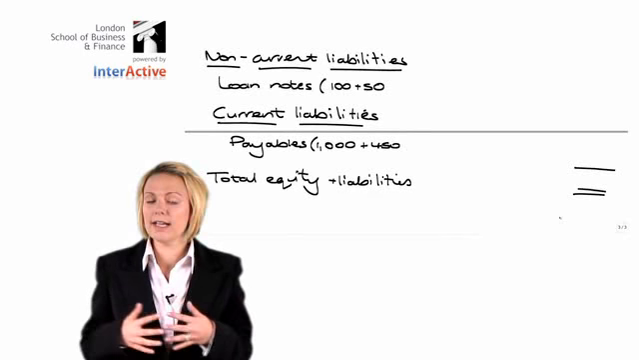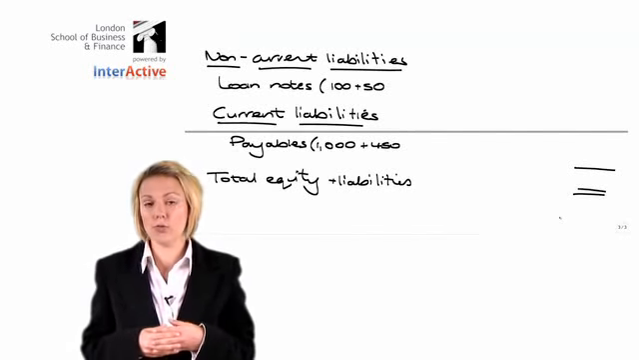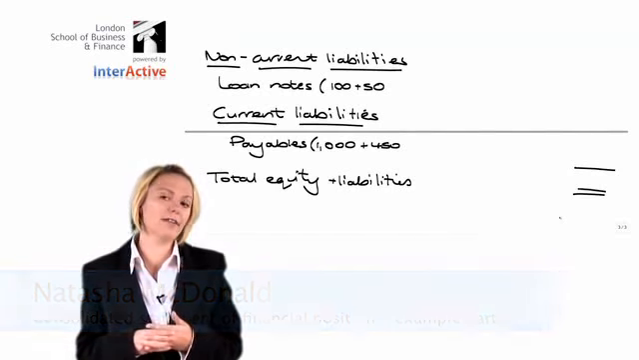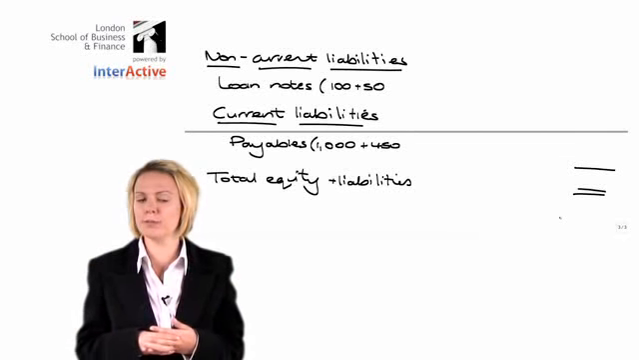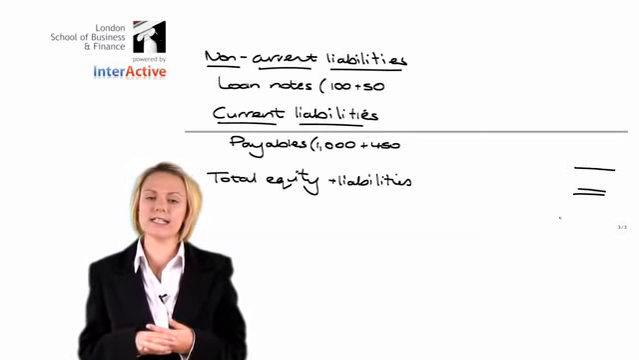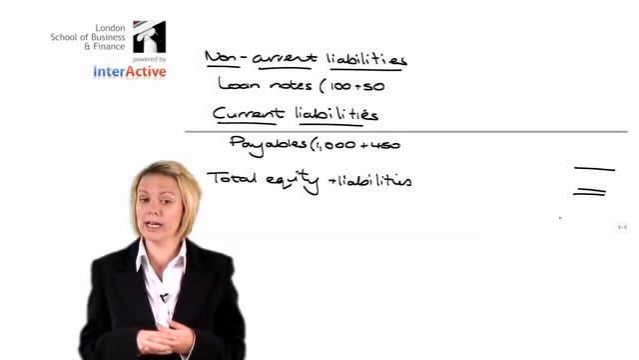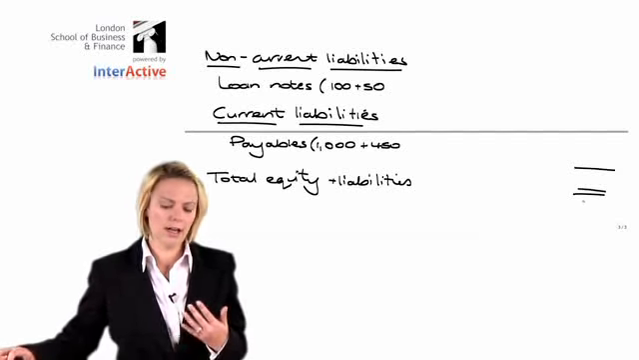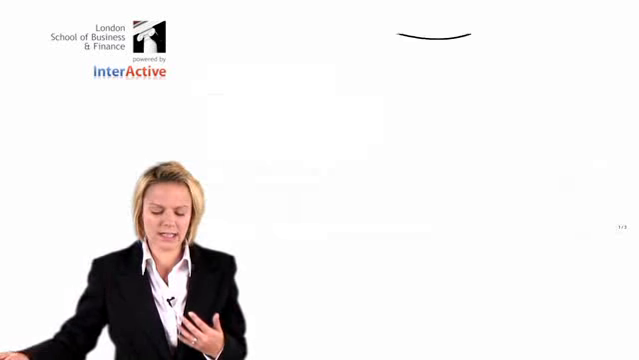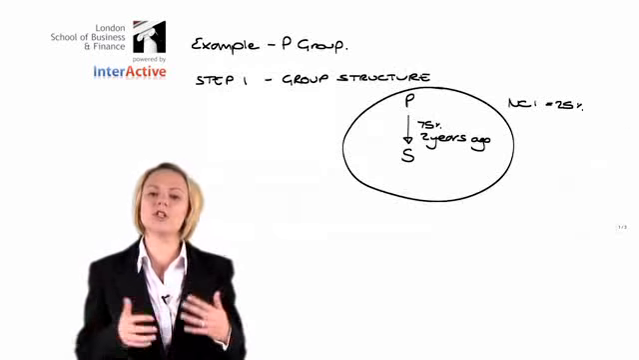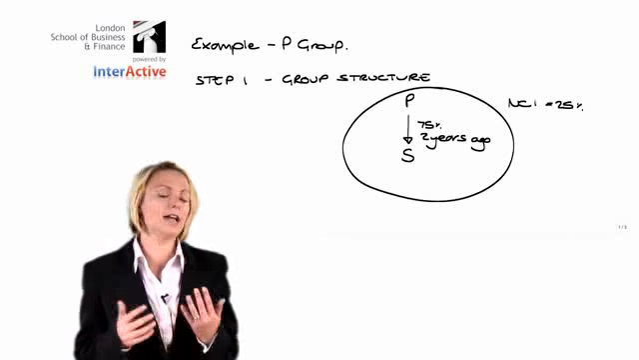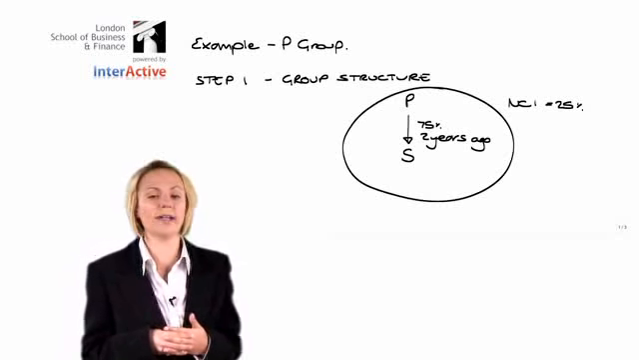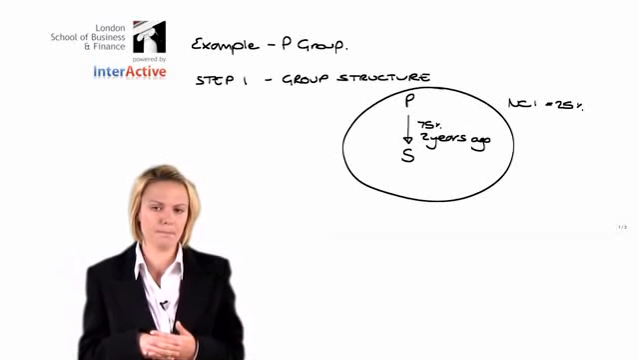Welcome back. We're going to continue on with our first example on group accounting. In the last video, we had a look at preparing the consolidated statement of financial position and consolidating the assets and liabilities of Company P and Company S. Remember, we're treating them as a group. If you remember from the group structure, we identified that Company P does have control of Company S, and as such, a group is formed with an NCI, a non-controlling interest of 25%.